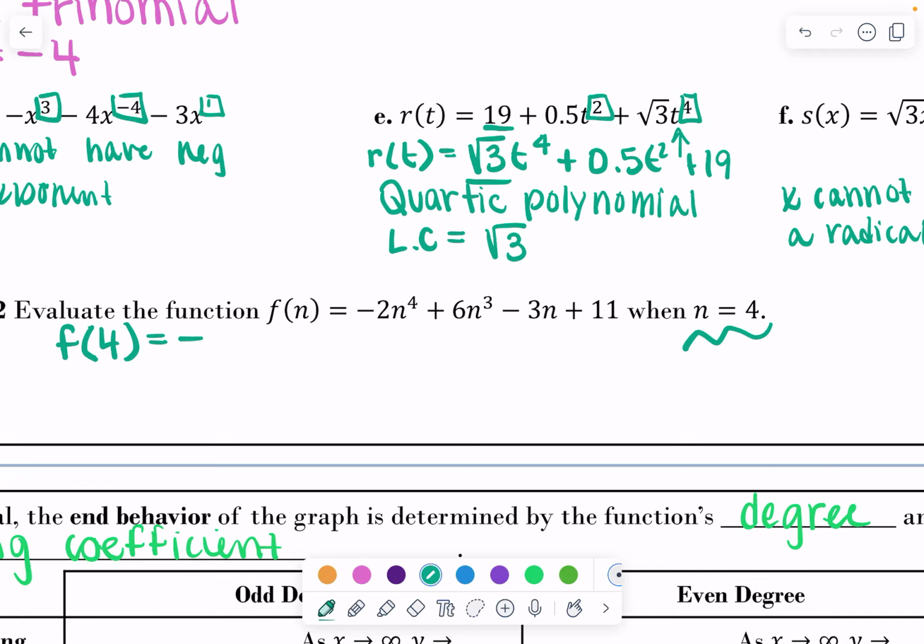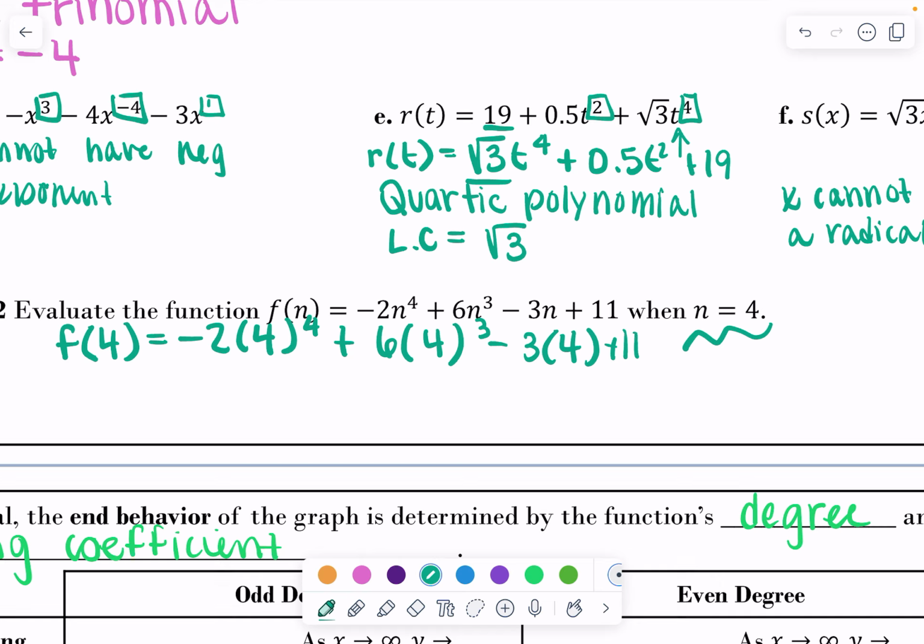Erase that. Do as I say, not as I do, you know. -2 to the power of 4 plus 6 times 4 to the power of 3 minus 3 times 4 plus 11. Okay, use your graphing calculator as an exponent.